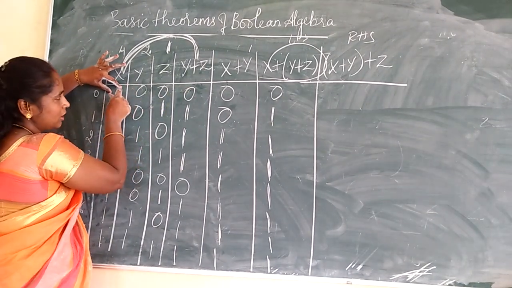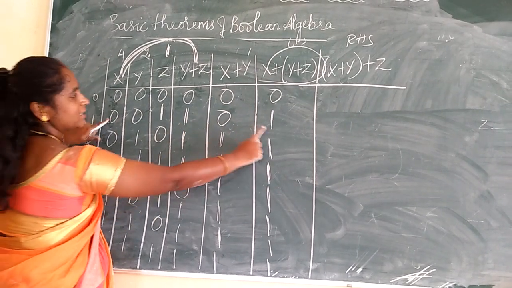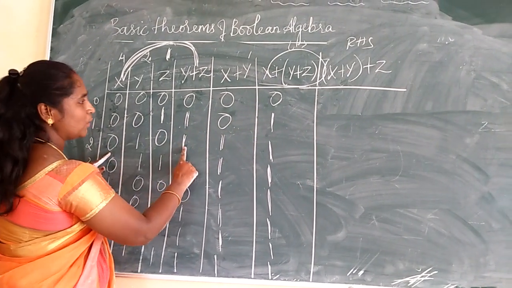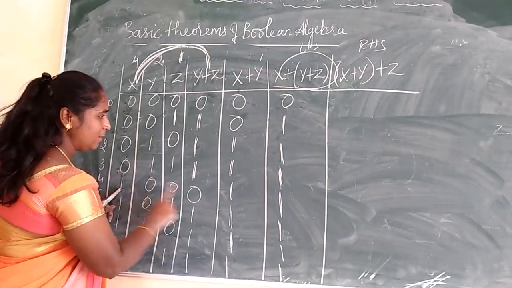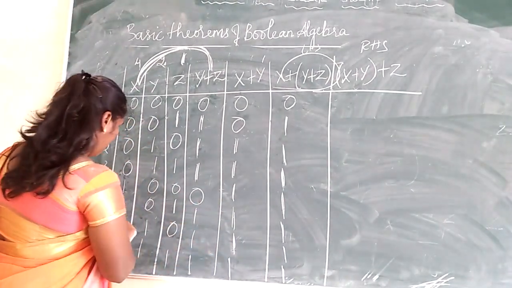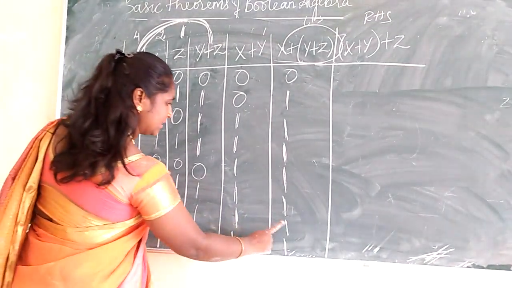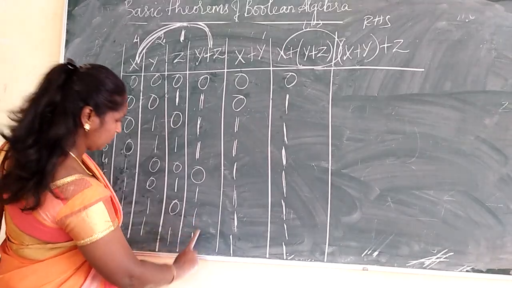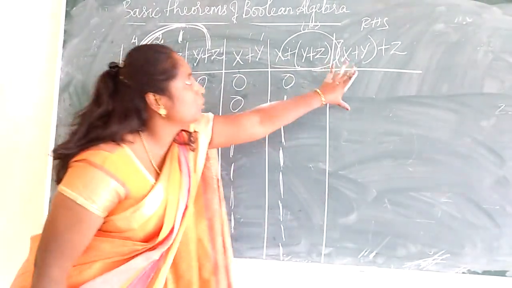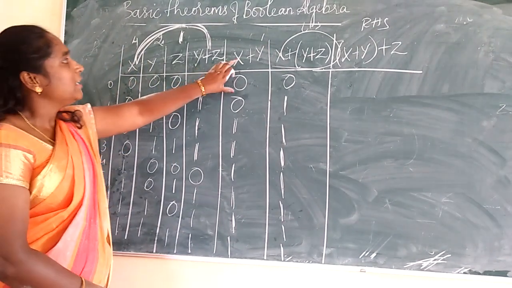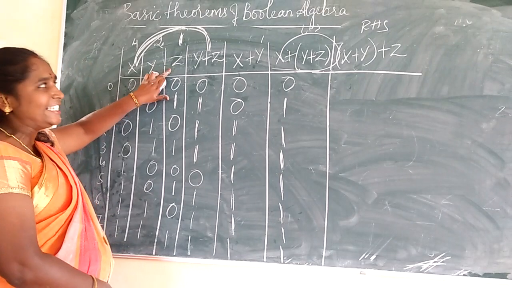0 plus 0 is 0. 0 plus 1 is 1. 1 plus 0 is 1. 1 plus 1 is 1. So first LHS we have solved. Now we go to RHS. What it means is, take your x plus y, that should be OR with your z.